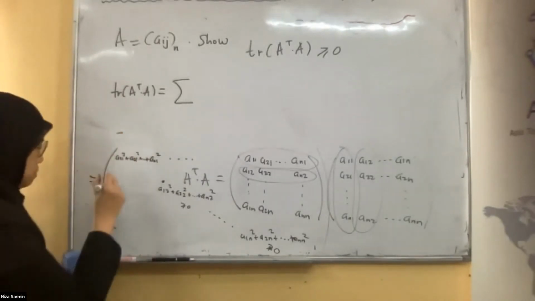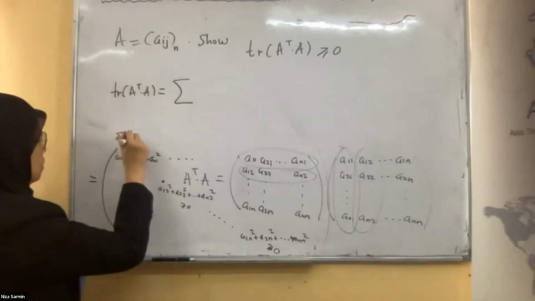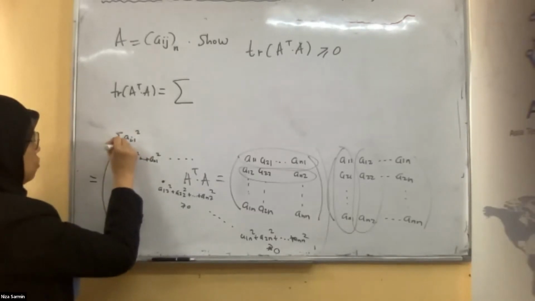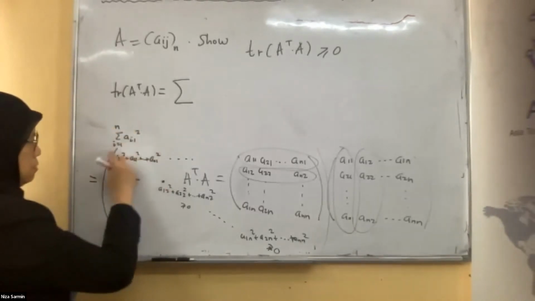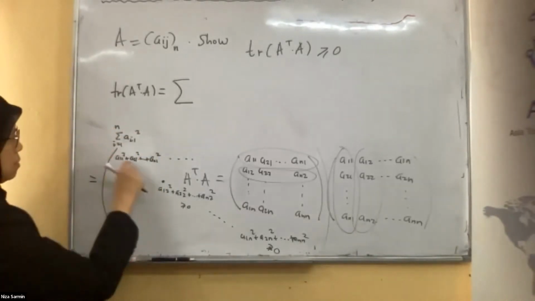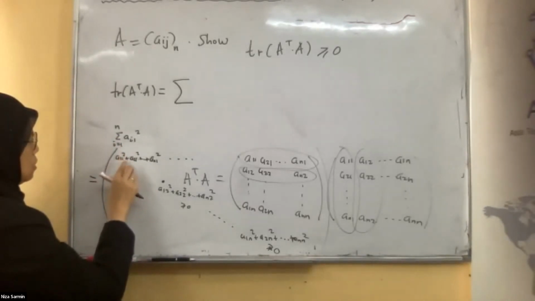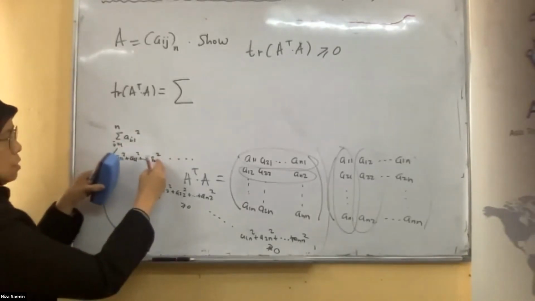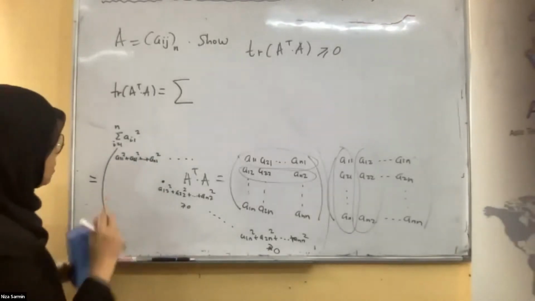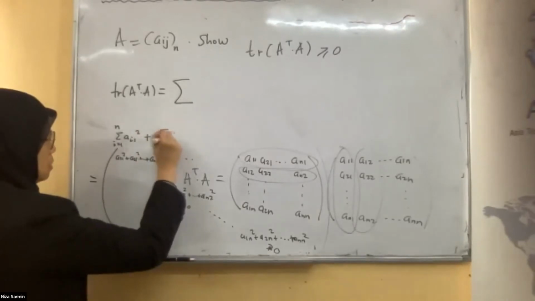This is summation A_I1 squared, I from 1 to n, this part, yeah. Okay. This is summation A_11 squared, A_21 squared until A_n1 squared. So this is the whole C11. C11 is this whole thing. Then you have to add another summation.